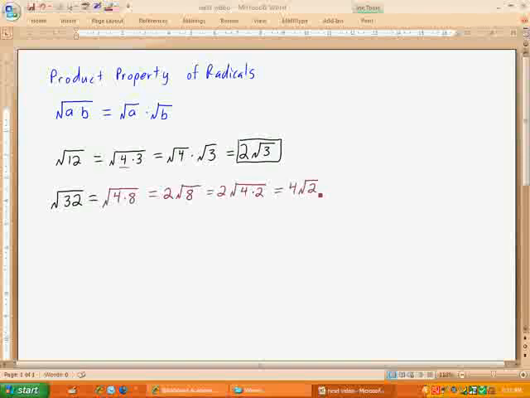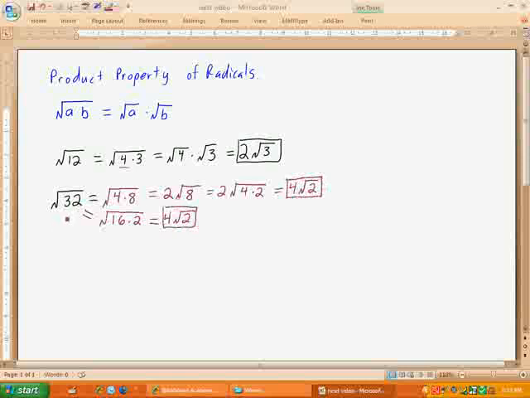Alright? Now, some of you are saying, well, I know that 32 is 16 times 2. And 16 is also a perfect square, and it's larger than the 4. Now, if you do pick out the largest perfect square, then when I take out the square root of that, the square root of 16 is 4, and I'll be left with the square root of 2. You'll notice that it gives me exactly the same answer. So that method is using the product property.